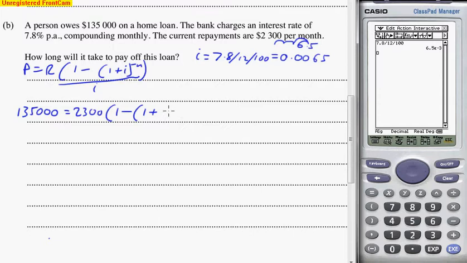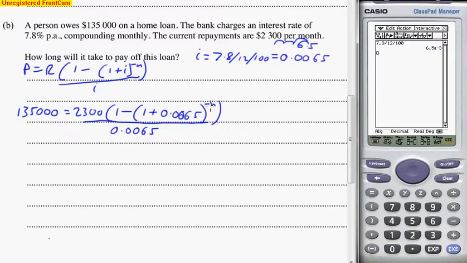Plus, in my equation now, I is 0.0065 to the negative n. N is the number of periods, payment periods, and that's what I'm trying to work out. All divided by 0.0065.